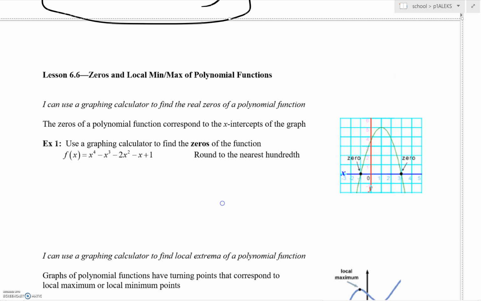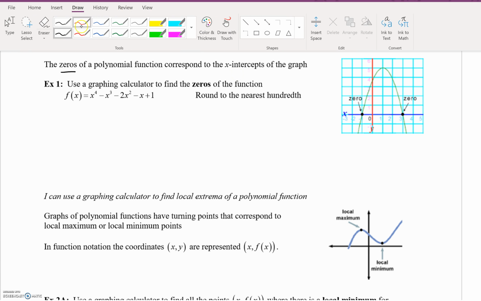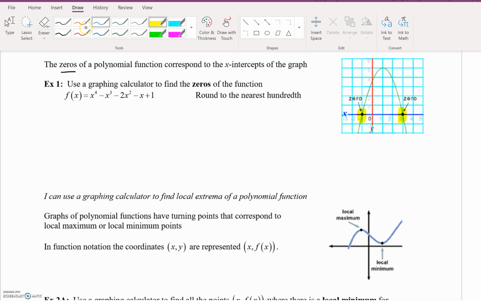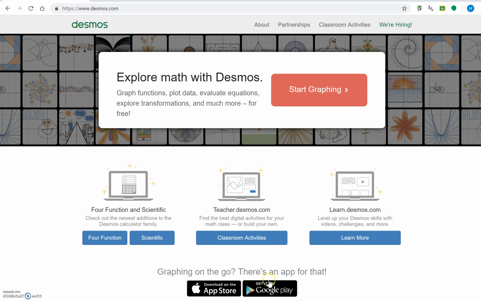Algebra 2, we are looking at lesson 6.6, and we're actually going to use Desmos extensively. The zeros are what we're looking for today, the zeros of a polynomial function, and plain and simply, these are our x-intercepts. It's where our y coordinate would be 0. So all you have to do is type in y equals x to the fourth minus x cubed minus 2x squared minus x plus 1 into Desmos. And we're going to do that right now.